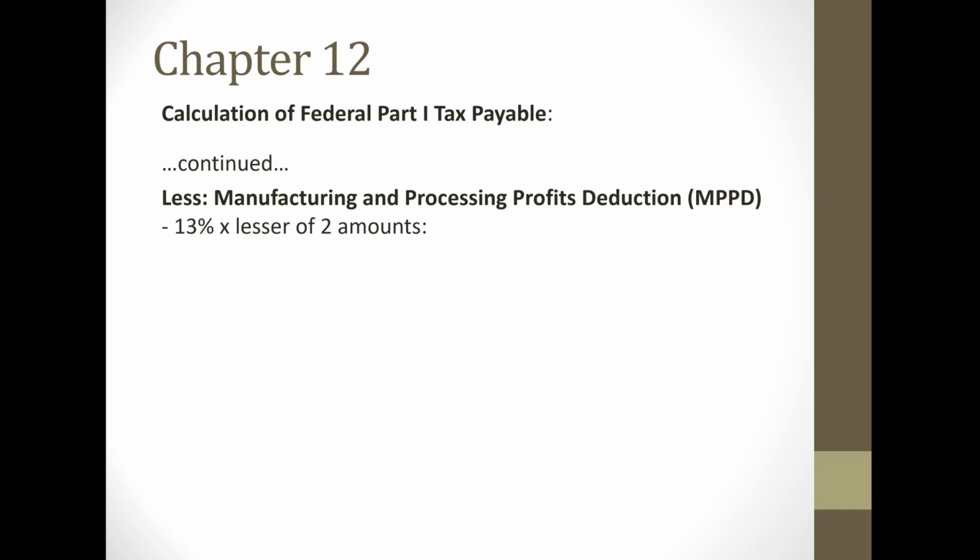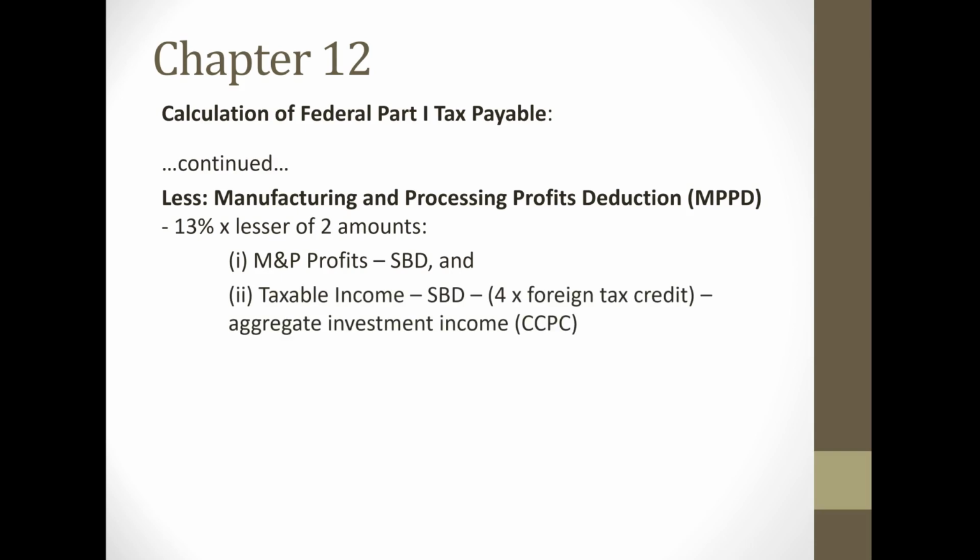So this 13% reduction is the lesser of two amounts: the manufacturing and processing profits minus the amount of income that was eligible for the small business deduction. So that's the first constraint. The next constraint is taxable income minus, again, the amount that was subject to the small business deduction, minus some adjustments for foreign taxes, and minus what we call aggregate investment income. We'll talk about aggregate investment income in a bit because that's going to come up in the next item. But if a company has manufacturing and processing profits, then that 28% could be reduced by 13%, bringing it down to 15%.